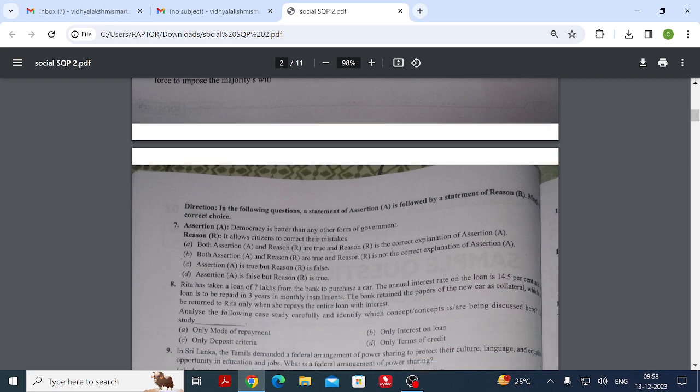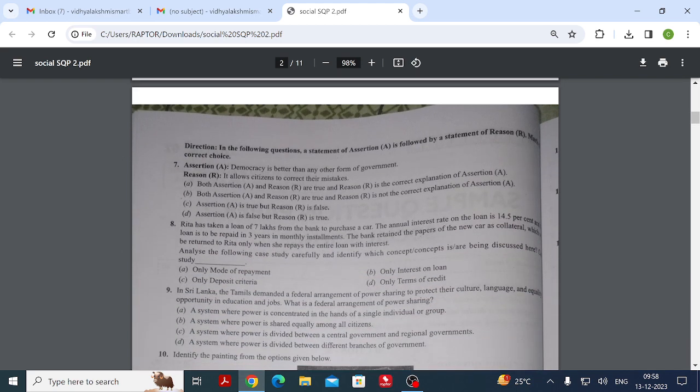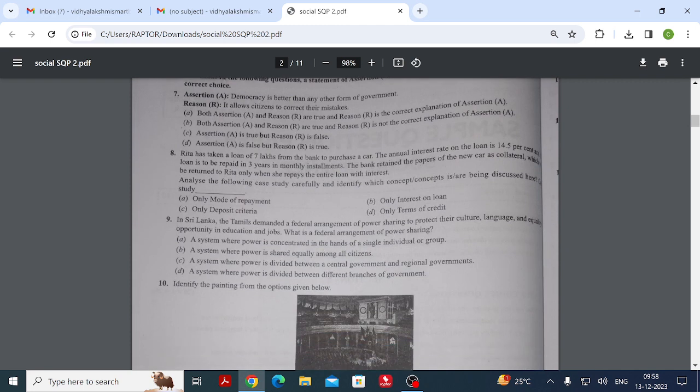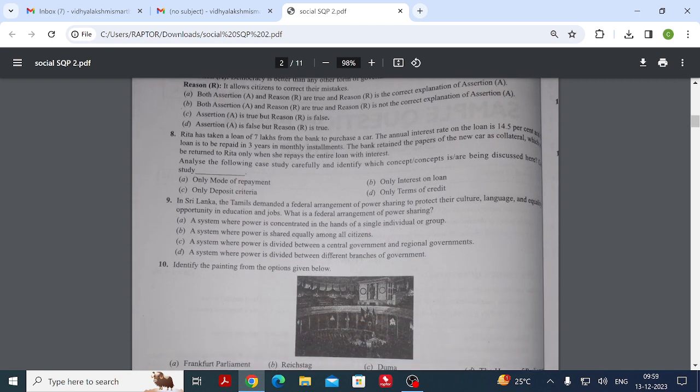Okay, now 7, democracy is better than any form of government. It allows citizens to correct their mistakes. A. Now what is here? Rita has taken a loan of 7 lakhs from the bank to purchase a car. The annual interest rate of the loan, annual in the sense for 12 months, they have given 14.5, and the loan is to be repaid in 3 years monthly installments. Okay, 3 years monthly installments.